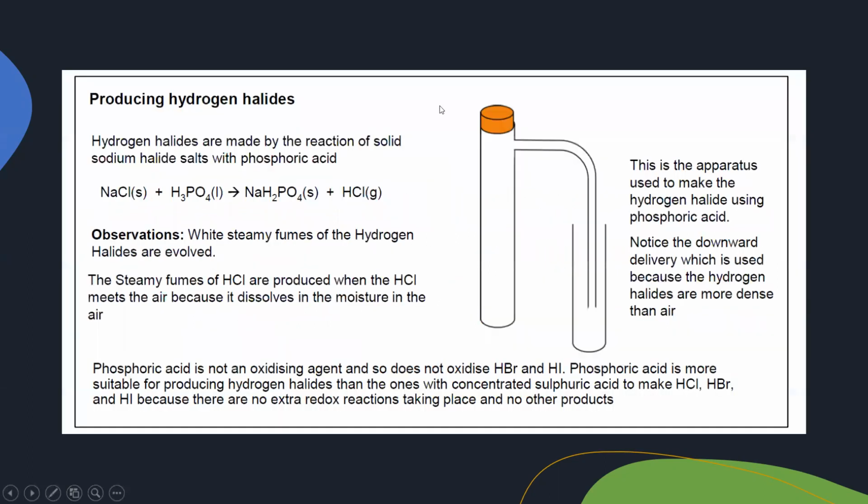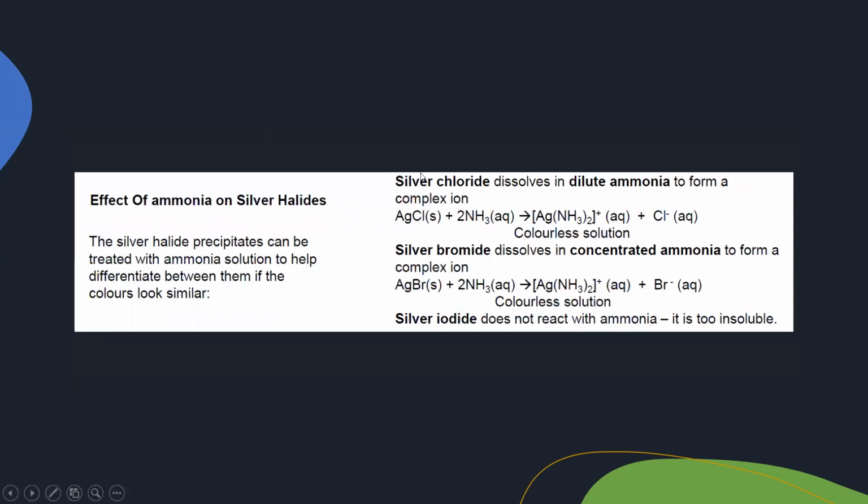An effect of ammonia solution. So what is the effect of ammonia solution? This is just because it is very difficult to recognize the type of halide ion. For example, we have silver chloride, which is a white precipitate. We have silver bromide, which is a cream colored precipitate. So there are approximately similar shades. So it is difficult to recognize which one is there.